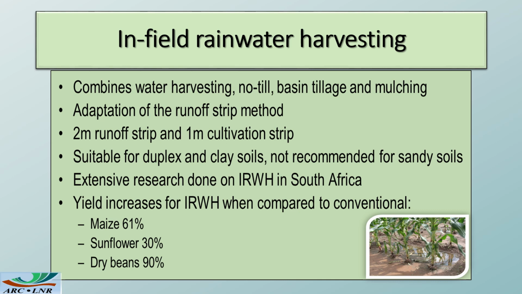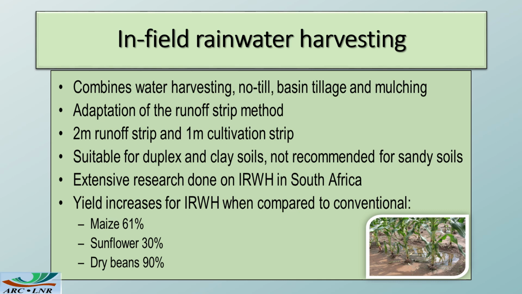Now, if you combine this with infield rainwater harvesting, we will see a bit later that it is also combined with no-till, basin tillage, mulching, and the adaptation of the runoff strip method, where you get a 2-meter runoff strip with a 1-meter cultivation strip or basin area. It is suitable for duplex or clay soils. It is not recommended for sandy soils, because the basins are going to be destroyed very easily with sandy soils.